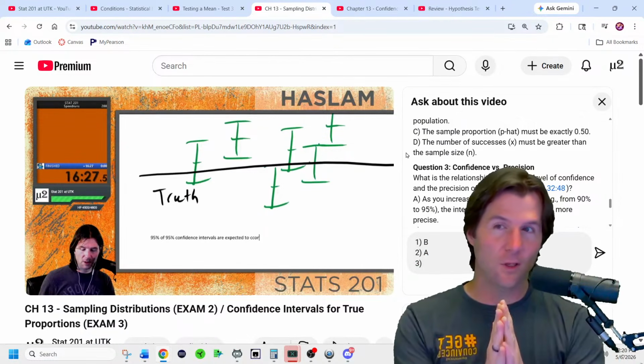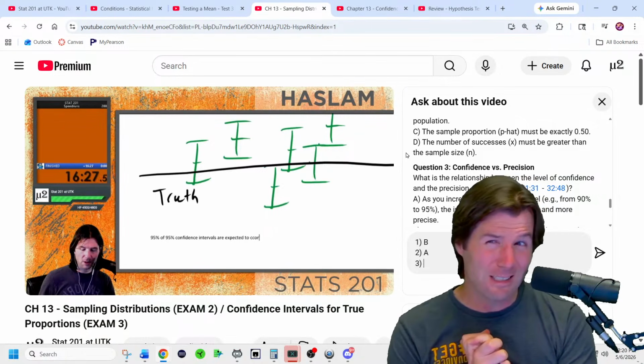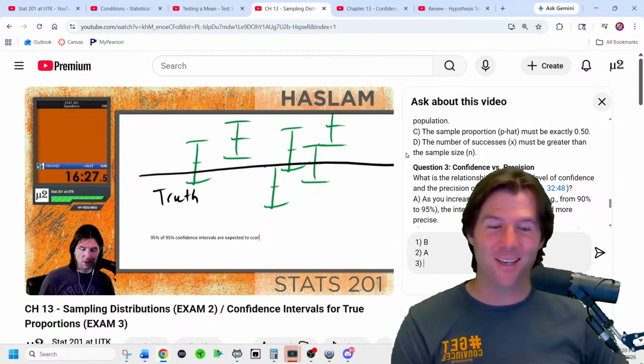Precision means a tight interval. Like if your parents say, tell me precisely when you'll get home, you'd be like 10 to 10:05. And they're like, more precise. You're like, exactly at 10 when the clock strikes 10.